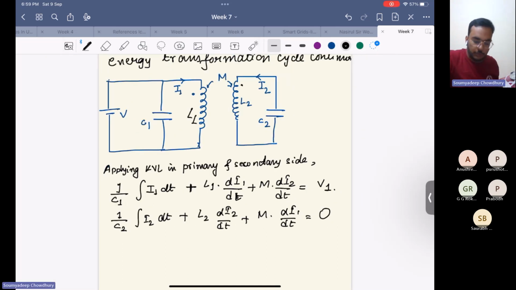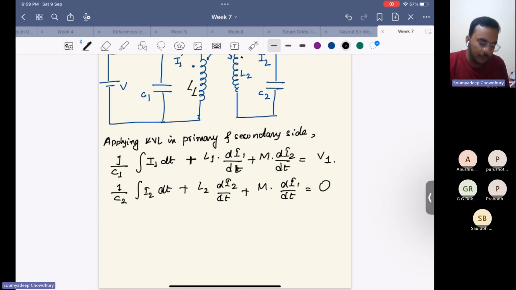Okay, so these are the two equations in the primary and the secondary side, right? Now if you convert it, are you comfortable with the Laplace transform? Have you heard of it? No, sir. Others? If you don't know Laplace, then it will be difficult to do this derivation.